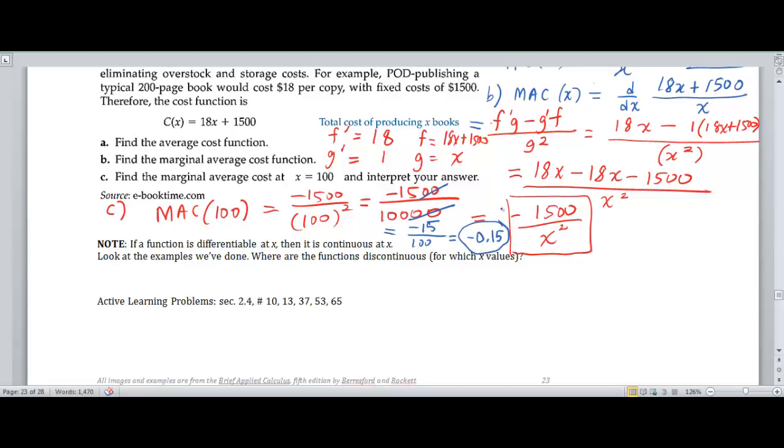It says find the marginal average cost at x equals 100 and interpret your answer. So that means the average cost is 15 cents less after 100 books have been printed.